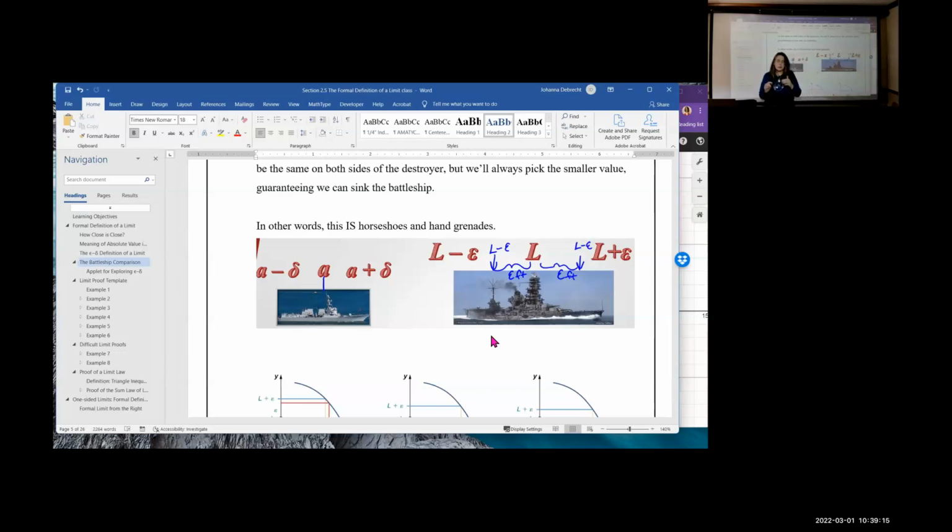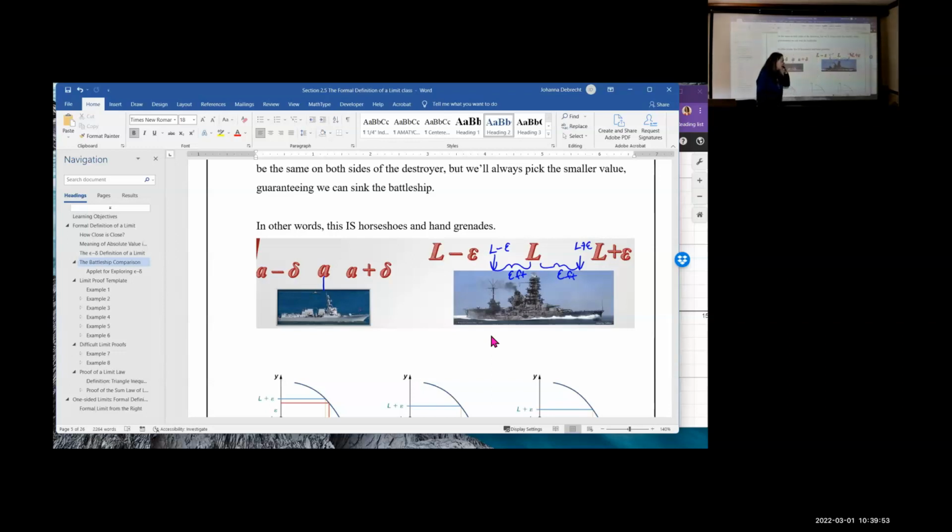Now, delta is a little bit different. Delta doesn't have to be on the destroyer. Delta could be in the ocean. Where does my destroyer need to position itself so that when it fires the missile, it hits the battleship within this range of L minus epsilon to L plus epsilon? So where do we need to position the destroyer on the ocean and the missile on the boat so that when we fire it, it hits within the right range?